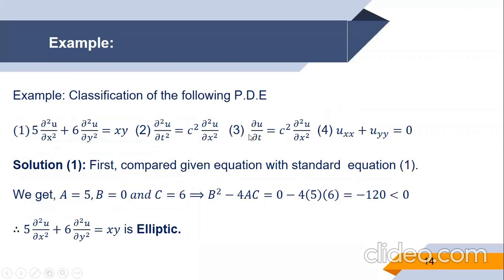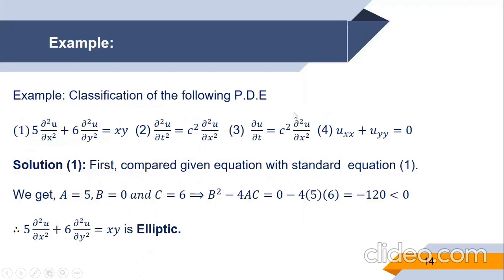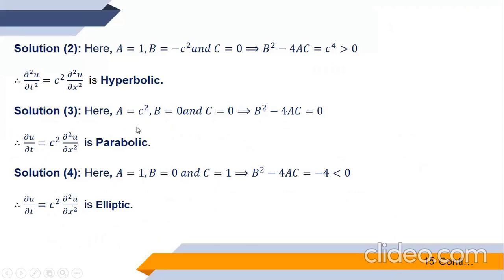Equation 3: A equal to c square, B is 0, C is 0, because there is only one second order term, c square del square u by del x square minus del u by del t is equal to 0. So A equal to c square, B equal to 0, C equal to 0. Therefore, B square minus 4AC is 0. Therefore, the given PDE is parabolic.